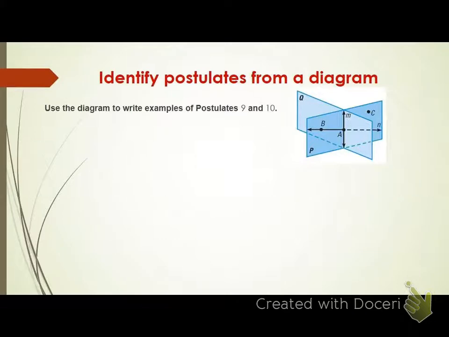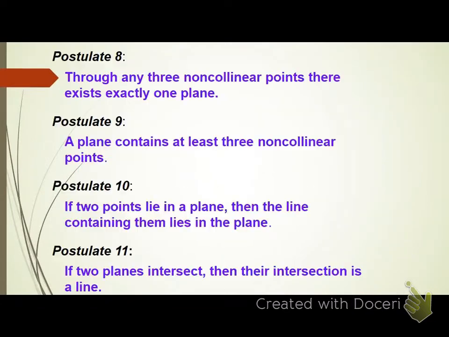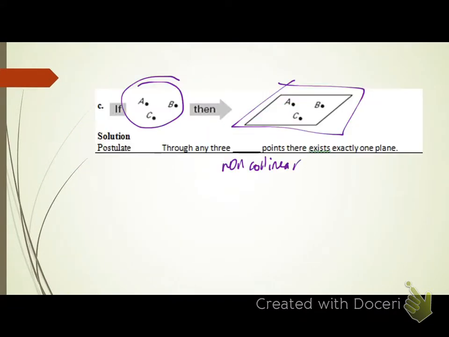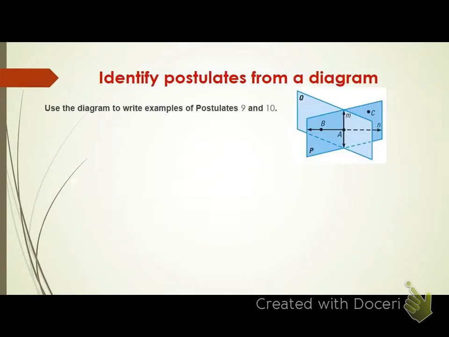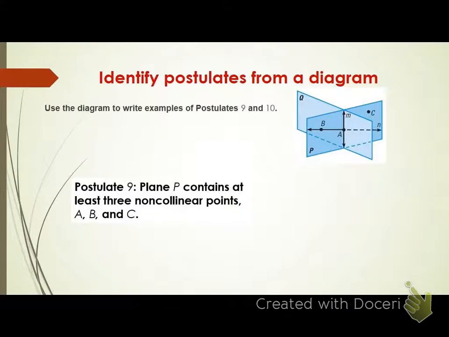Let's model two more, right? Postulate 9, which says a plane contains at least three non-collinear points. So in this diagram, can you pick that out? One way you could do that is to say that plane P contains at least the points A, B, and C. So plane P being here, containing at least A, B, and C.